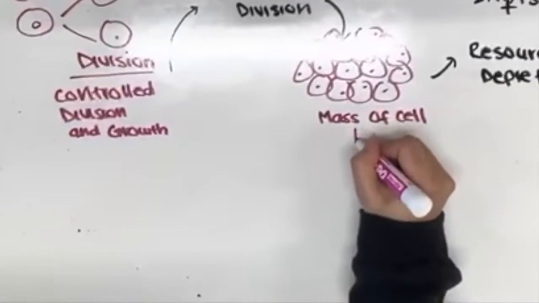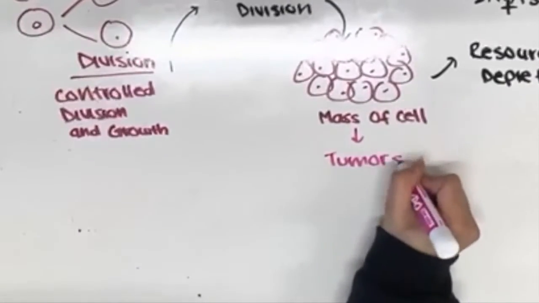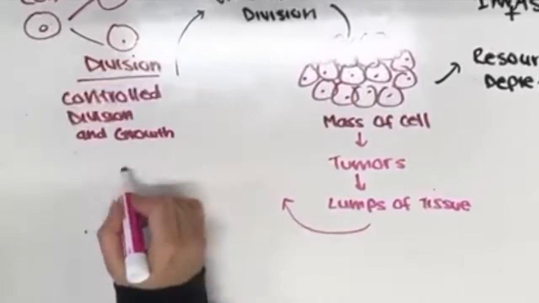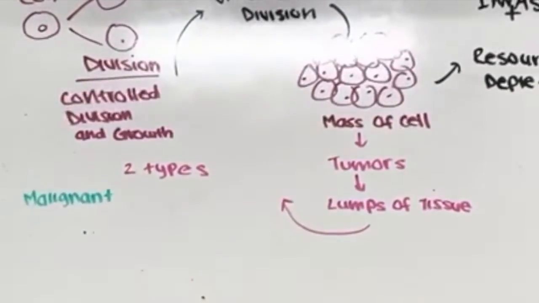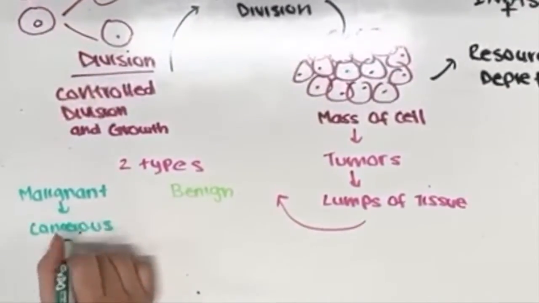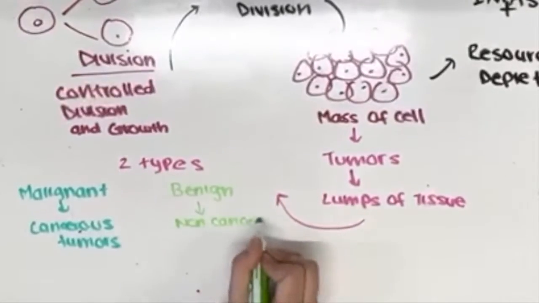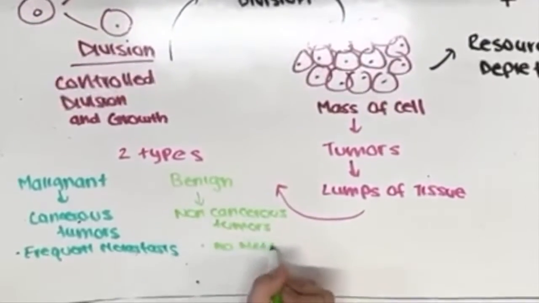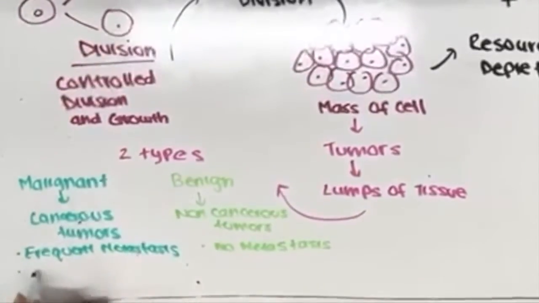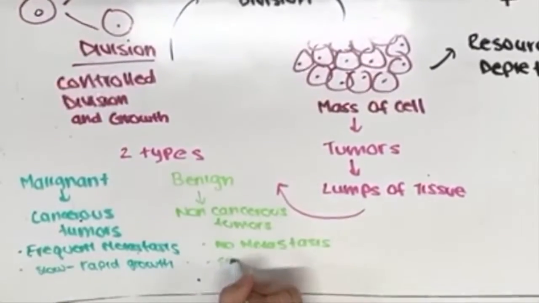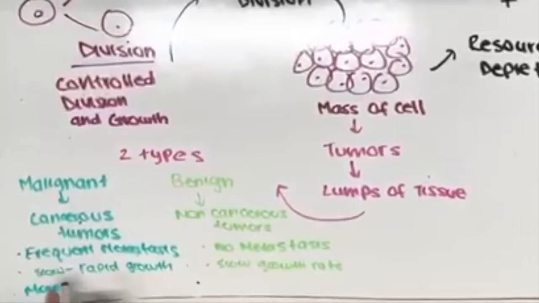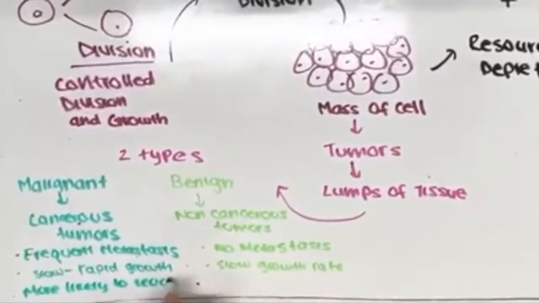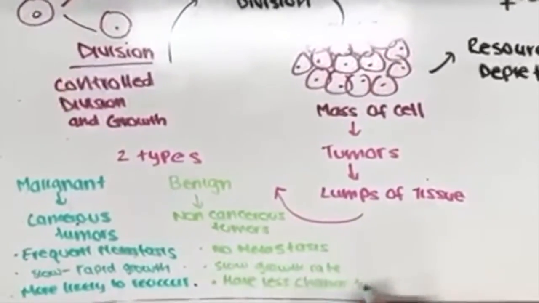Now, masses of cells are also called tumors, which are lumps of tissues. Tumors can be malignant or benign. Some important differences are that malignant tumors are cancerous, whereas benign are not. There is frequent metastasis versus no metastasis, and cells have slow to rapid growth, making them more likely to reappear as malignant cancers, whereas benign have slow cell division, therefore have less chance of reoccurrence.